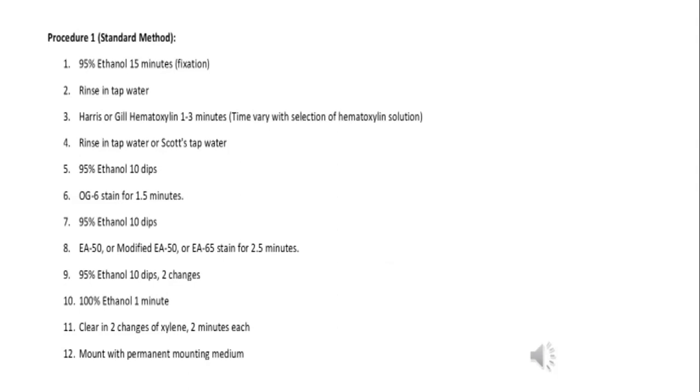Then we dehydrate it in 95% ethanol, 10 dips, two changes. It means we put the 95% ethanol in two Coplin jars: 10 dips in the first jar, 10 dips in the second jar. Then we add absolute alcohol and put the slide for 1 minute. Then we use the clearing agent, xylene, for removal of excess alcohol from the slide, keeping it for 2 minutes. At last we mount the slide with mounting media such as glycerol, gelatin, Canada balsam, and others like DPX.